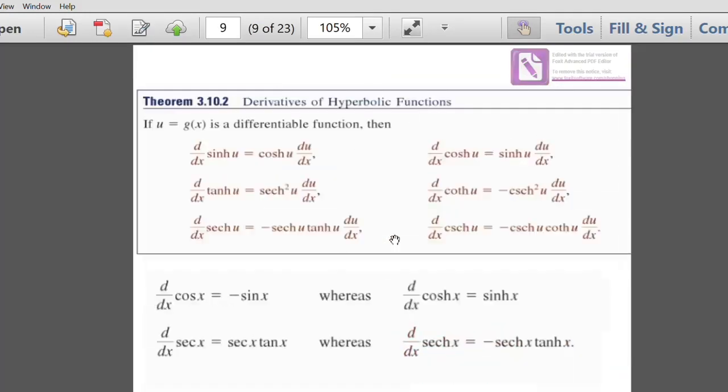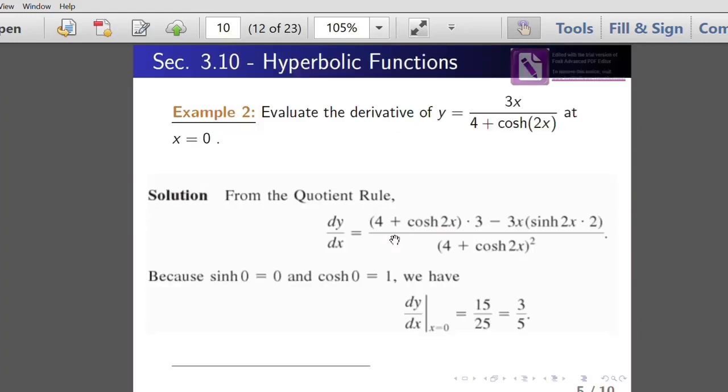So let us substitute here for our function. Hyperbolic sine will be 0 and the hyperbolic cosine will be 1. So we get here 4 plus 1, which is 5. 5 multiplied by 3 is 15, minus this one, x is 0, so all this will be 0. Divided by 4 plus the hyperbolic cosine, the value will be 1. So 4 plus 1 will be 5. 5 squared will be 25. So 15 over 25 will be 3 over 5.